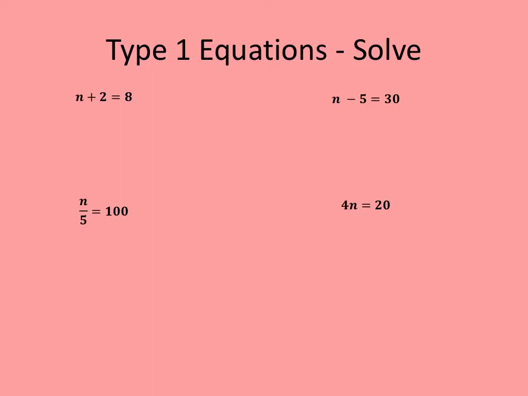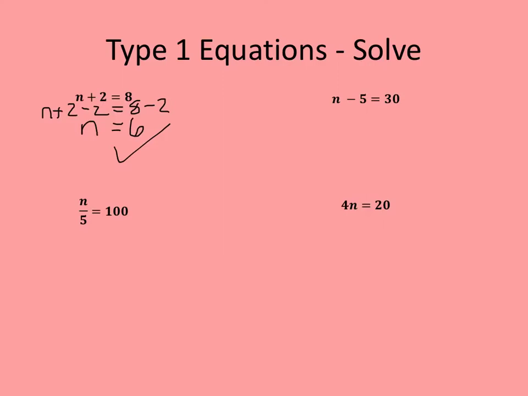For this one right here, n plus 2 equals 8. This means a number plus 2 equals 8. The opposite operation is how we're going to solve this. So it's n plus 2 right now. To get rid of the plus 2, to make the n all by itself, I need to take away 2. Whatever I do to one side, I have to do to the other side. So here's my opposite operation. Take away 2 here and take away 2 here. 2 take away 2 leaves just the n. And 8 take away 2 is 6. We're solved.